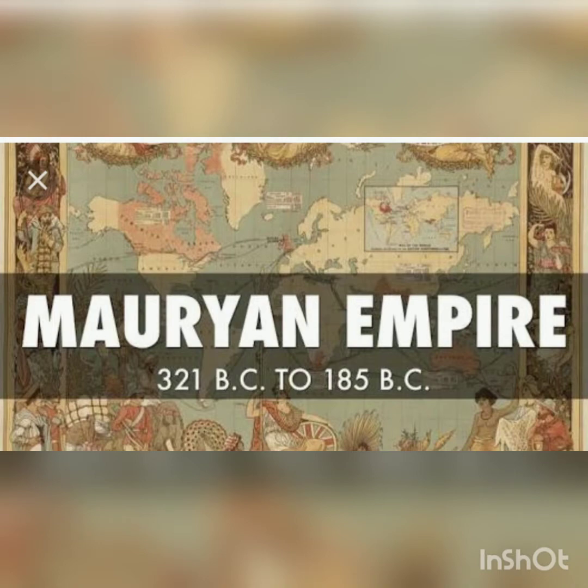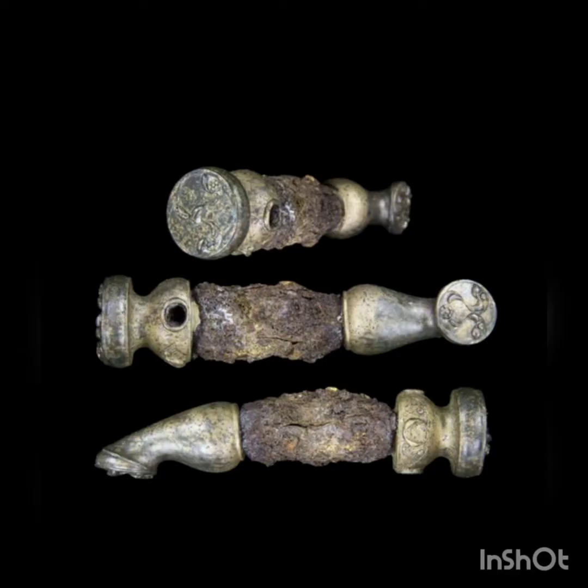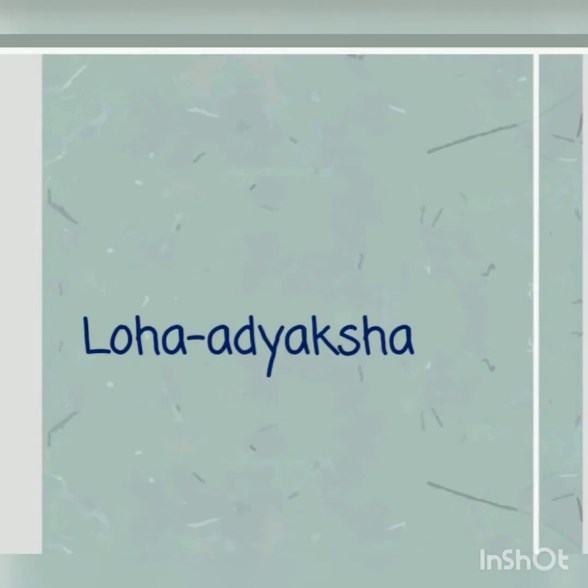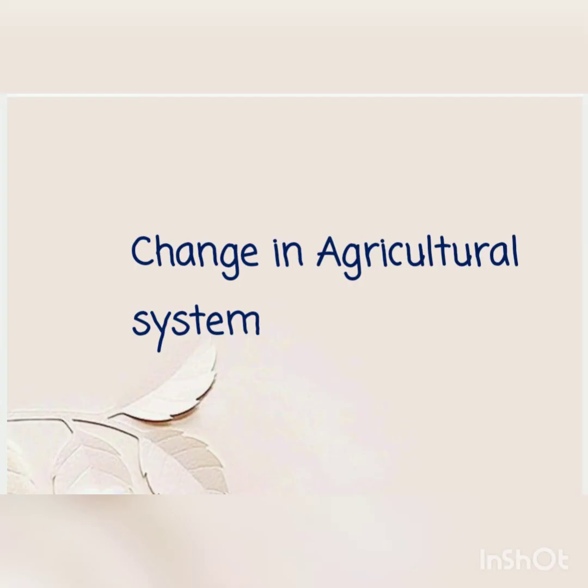The Mauryans were responsible for the introduction of iron on a large scale in different parts of the subcontinent. It was done through the official called Loha Adhyaksha. I repeat, it was done through the official called Loha Adhyaksha. Let's learn how the agricultural system changed with the passage of time.